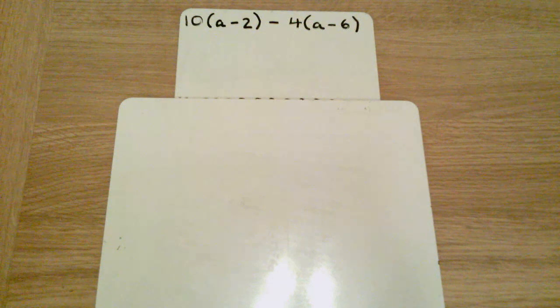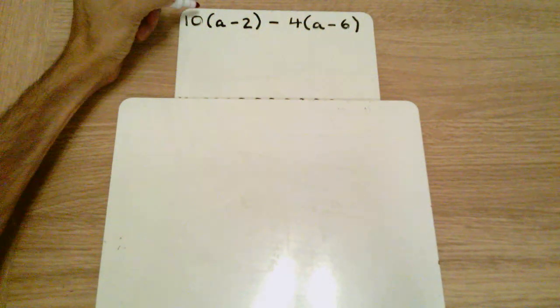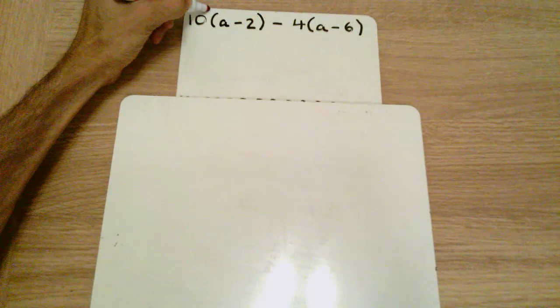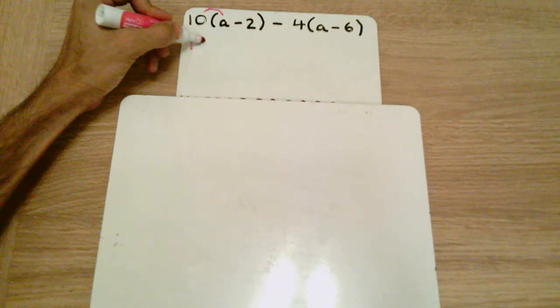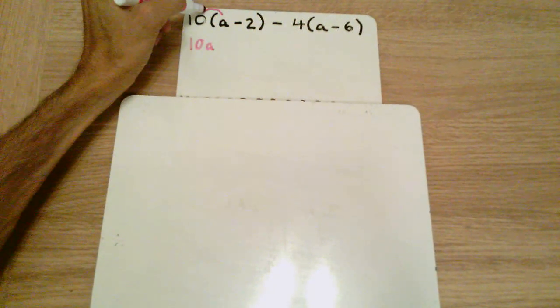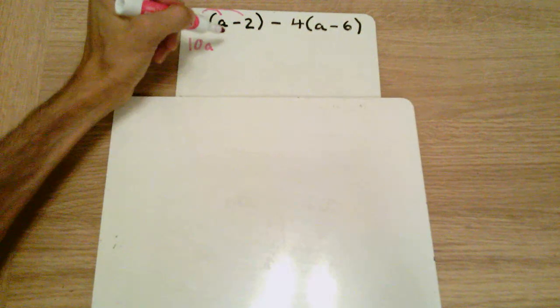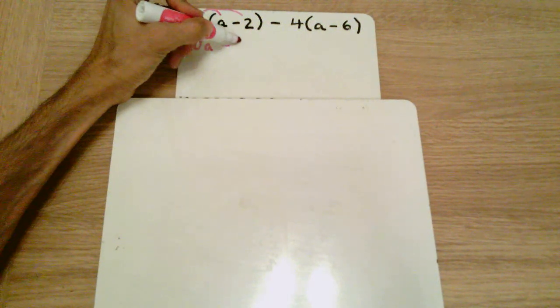Now, our first question in front of us provides us with one expression with two different brackets involved, and when we expand brackets, we simply multiply the number on the outside by what is on the inside. So that gives us 10a, and then the 10 times by the minus 2 gives us minus 20.